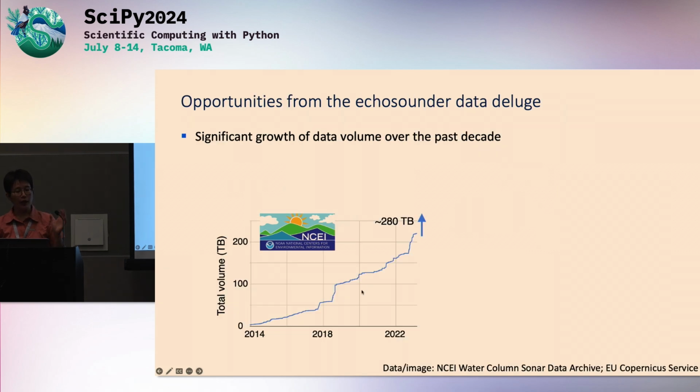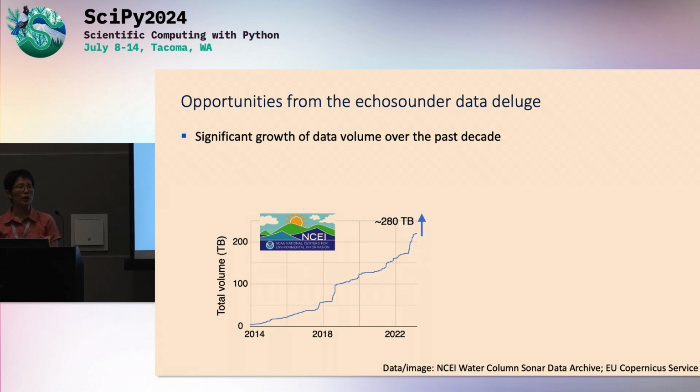Right now, we are looking at quite an accumulation of echosounder data volume, right? In the past decades, these are data that have been archived with the NOAA National Centers for Environmental Information. Their archive right now has nearly 300 terabytes. These numbers were from about 6 months ago. So right now, they have almost 300 terabytes of acoustic data accumulated there.